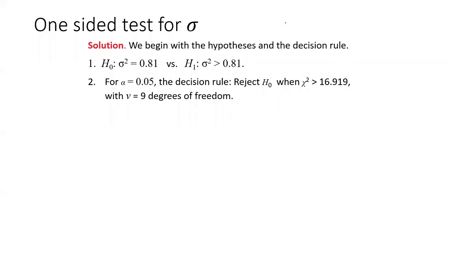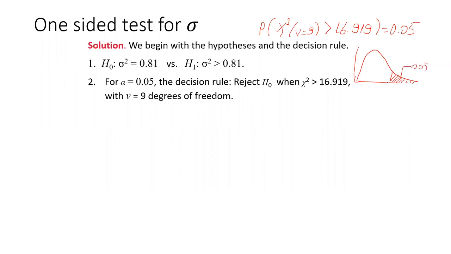In terms of probability, recall first: the probability that a chi-square random variable with v equal to 9 degrees of freedom is greater than 16.919 is equal to 0.05. So this is the chi-square value. Let's say this is the chi-square plot. This is 0.05, and the value here is 16.919. So this is chi-square sub 0.05.